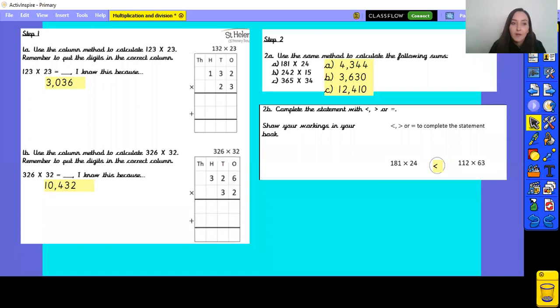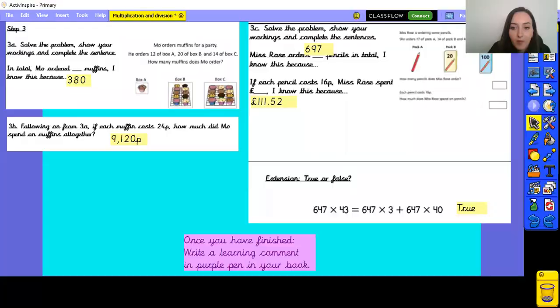Okay, well done everyone for completing your independent work. Here are the answers to step 1 and step 2 of the worksheet. So pause the video now to mark your answers. Okay, and here are the answers to step 3 and the extension of the worksheet. So again, pause the video to mark your answers. Once you have finished marking your work, could you please write a learning comment in your book? If you have purple pen, that is great, but don't worry if not.